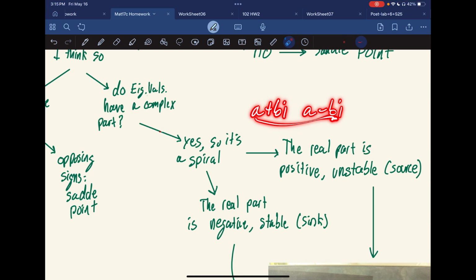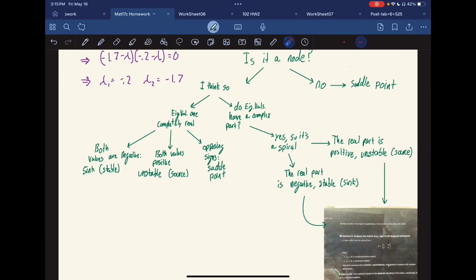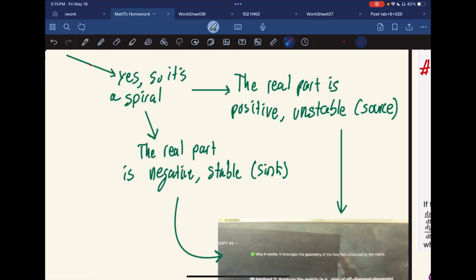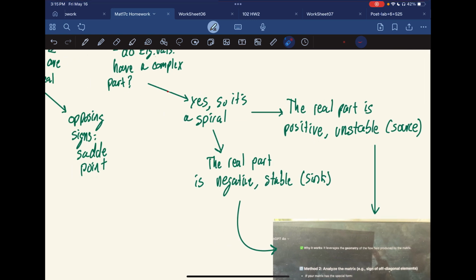And if you have this conjugate form, you look at the real part. A is our real part here. You don't look at the actual imaginary number. The imaginary number was just there to tell you that, hey, it's a spiral. But you want to look at the A's, the real parts. And it's the same exact thought process for determining whether it's stable or unstable. If the real part is positive, then it's an unstable source. If the real part is negative, it's a sink, a stable sink.